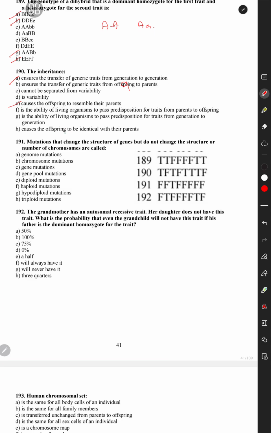The ability of living organisms to pass predisposition for traits from parents to offspring. Living organisms to pass predisposition for traits from offspring to parents. Ability of living organisms to pass predisposition for traits from generation to generation. Cause the offspring to be identical with the parents. No.